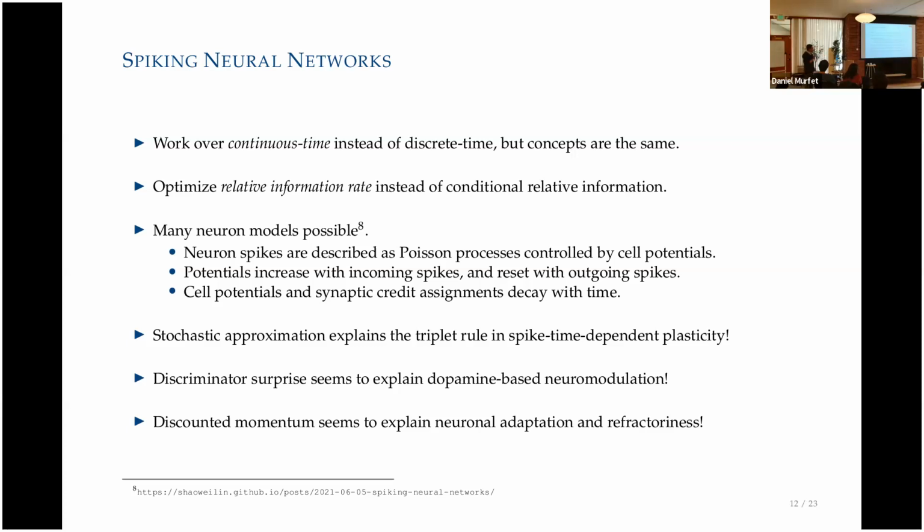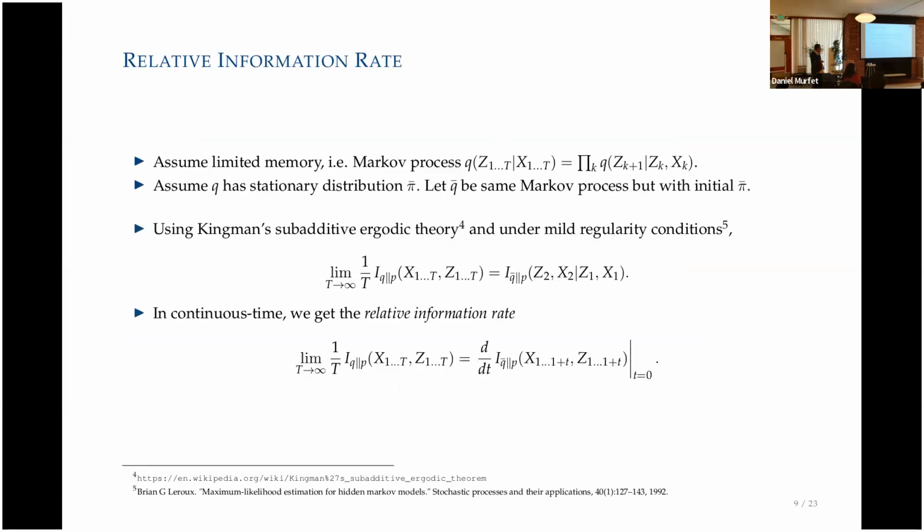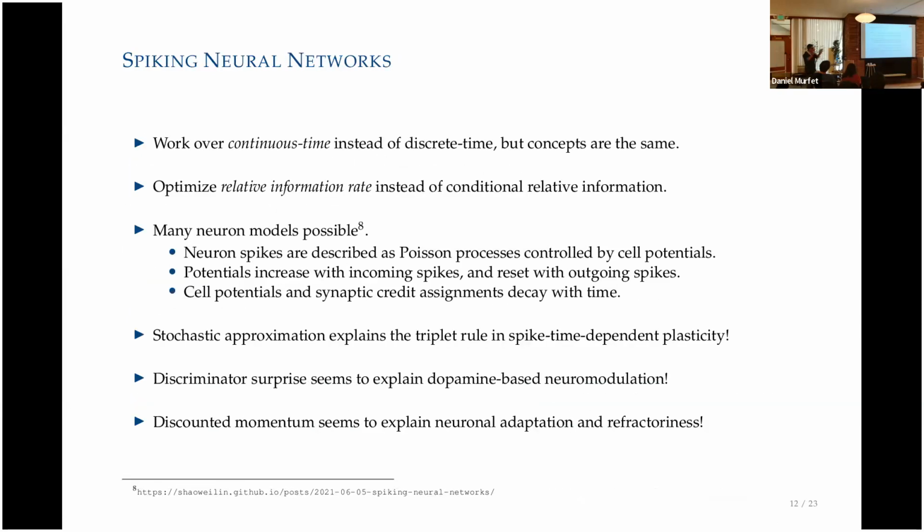But some things are different. Number one, of course, we're working in continuous time. The second is that instead of optimizing the conditional relative information, we're using the relative information rate. And what's that? That's the thing I showed you here, this derivative over here. It's a derivative of the KL divergence. Even the relative information rate is a very beautiful object. Chris and I have been looking at this for quite a few years now, and I think it's really beautiful stuff.